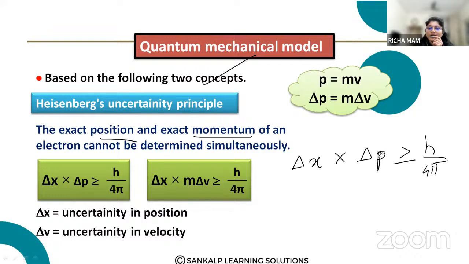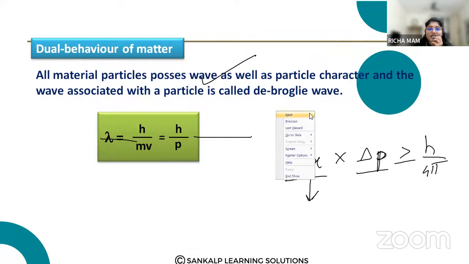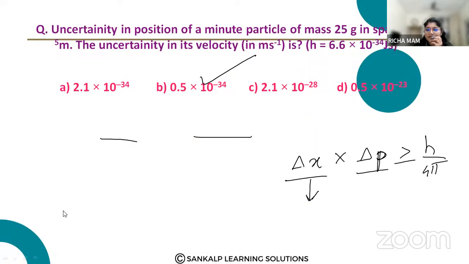What is p? P is the momentum, which is given by mass into velocity. What is delta x? It is the uncertainty in position. Delta p is the uncertainty in momentum. So this is the Heisenberg uncertainty principle. Based on that, let us solve one problem on the Heisenberg uncertainty principle.